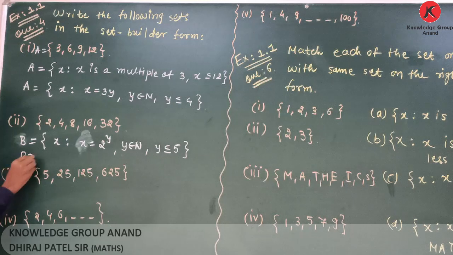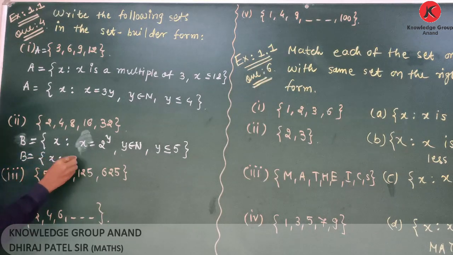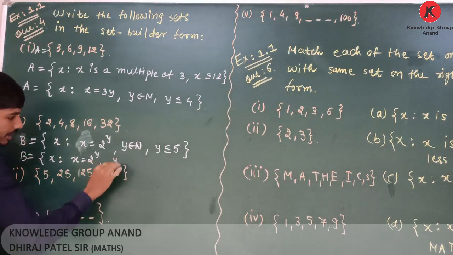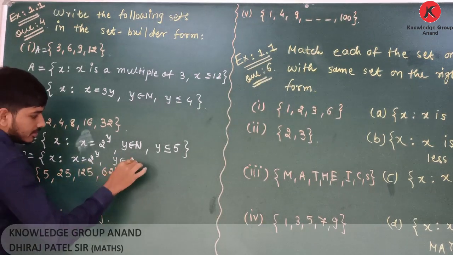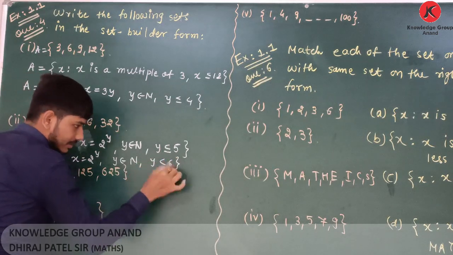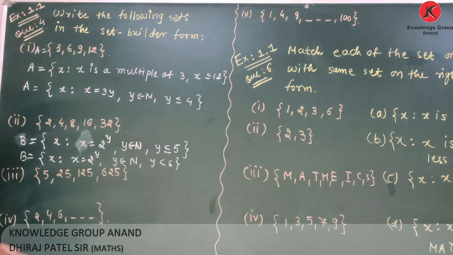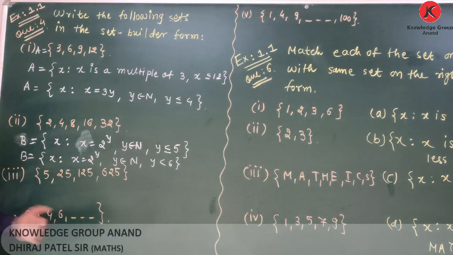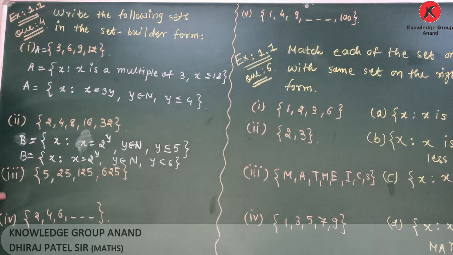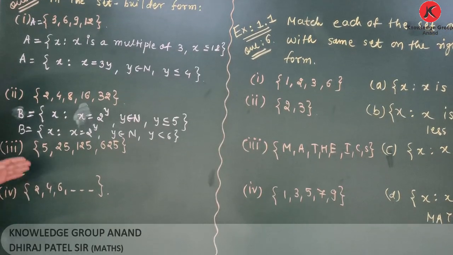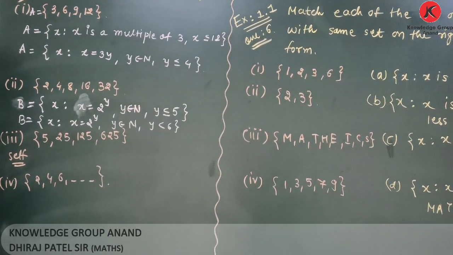Next, you can write this question as x such that x is equal to 2 raised to y, y belongs to N, or you can also write y less than 6 here. y less than 6 means y is up to 5. The third question is the same, so do it as self-practice. This is also quite easy and related to this type of question.